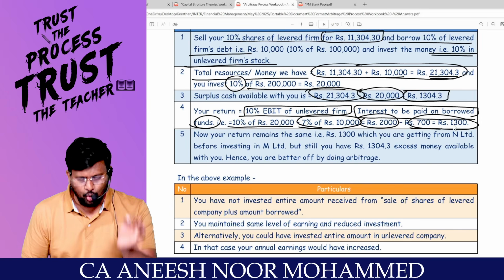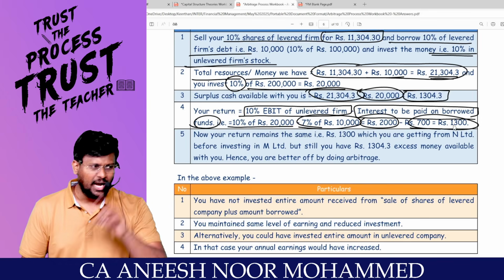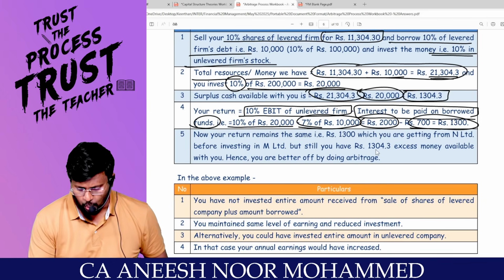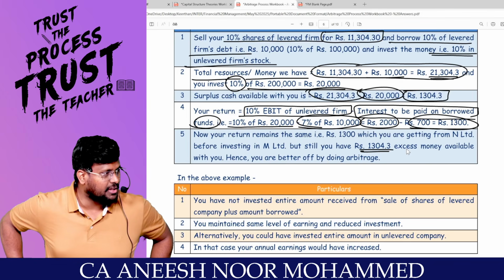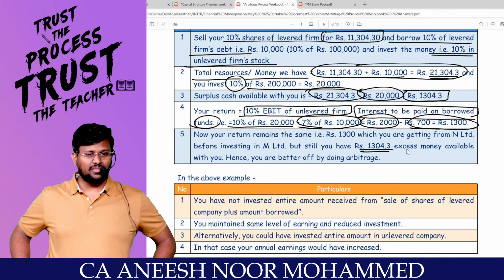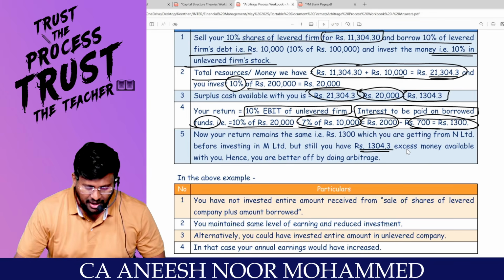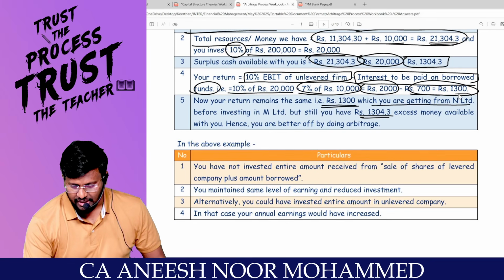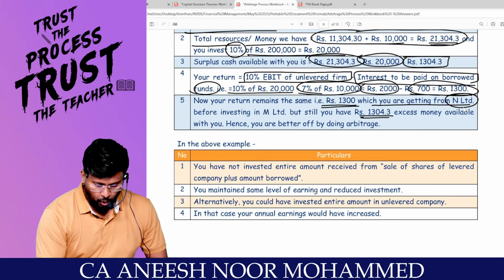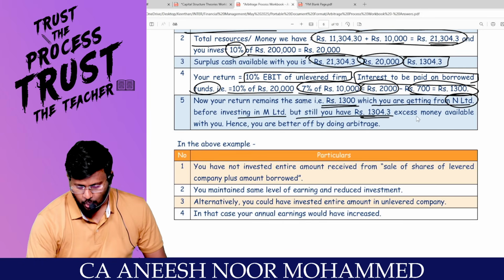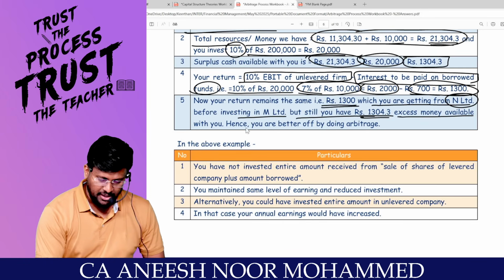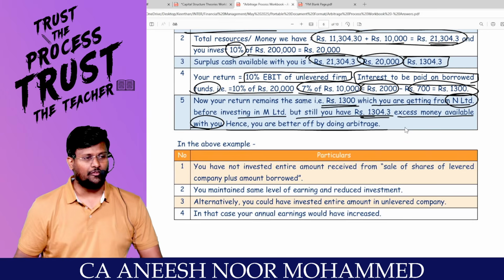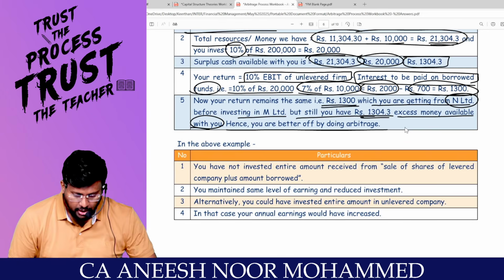Even after you moving from levered firm to the unlevered firm, still in your pocket 1,304 excess money will be there. For that 1,304, can you eat ice cream? Now your returns remain the same 1,300, which you were getting from the levered firm before investing in M limited, but still you have 1,304 excess money available with you. Hence, you are better off by doing the arbitrage.